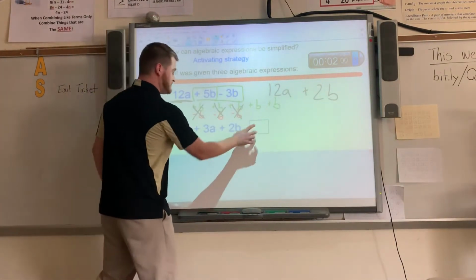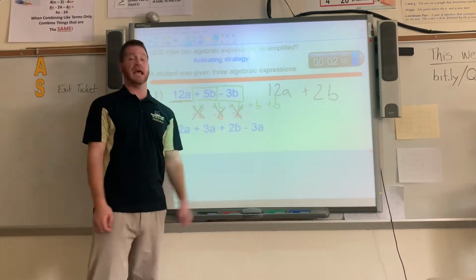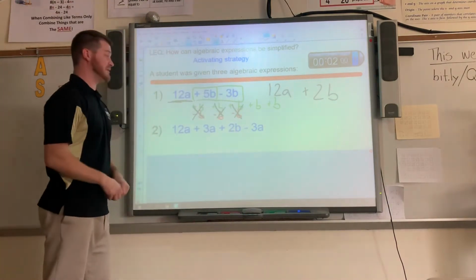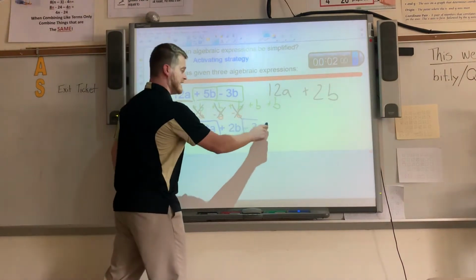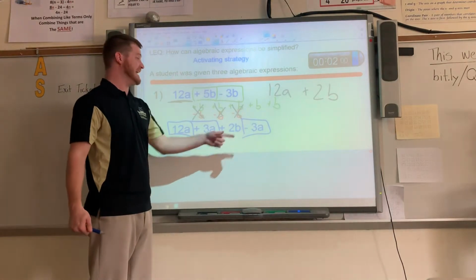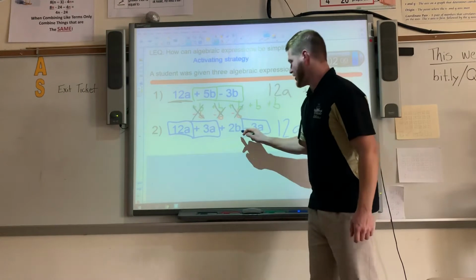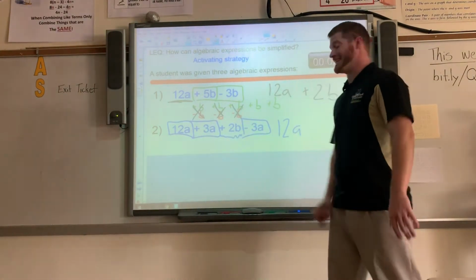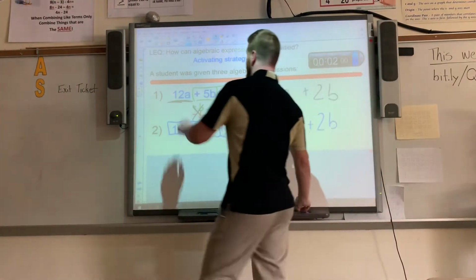The second one, I see 12a, positive 3a, negative 3a. Those are all going to combine to make one term with an a. Working left to right, 12a plus 3a gives me 15a, and then minus 3a brings you back to 12a. Looking at our b, it's over there by itself, so that's going to be in the final answer because it cannot combine with anything else. So again, we have 12a plus 2b.